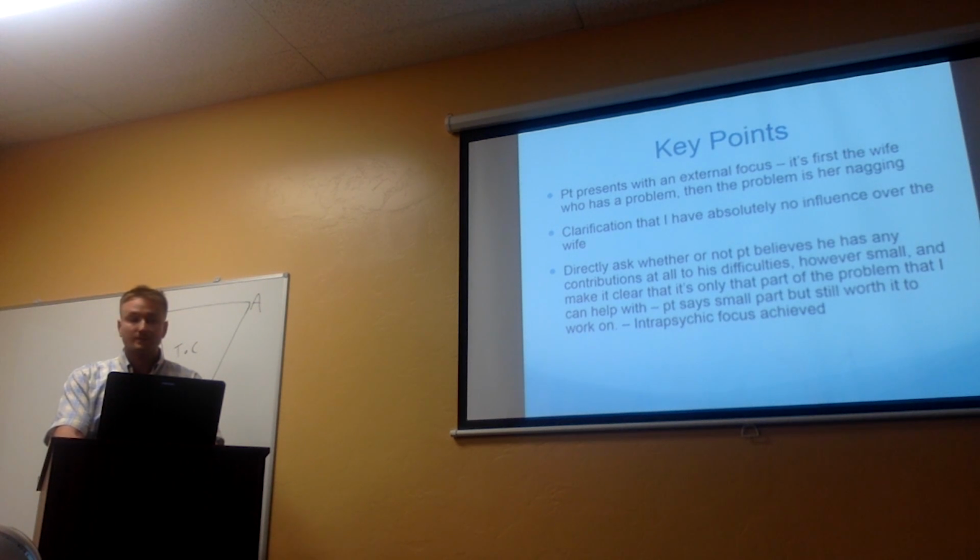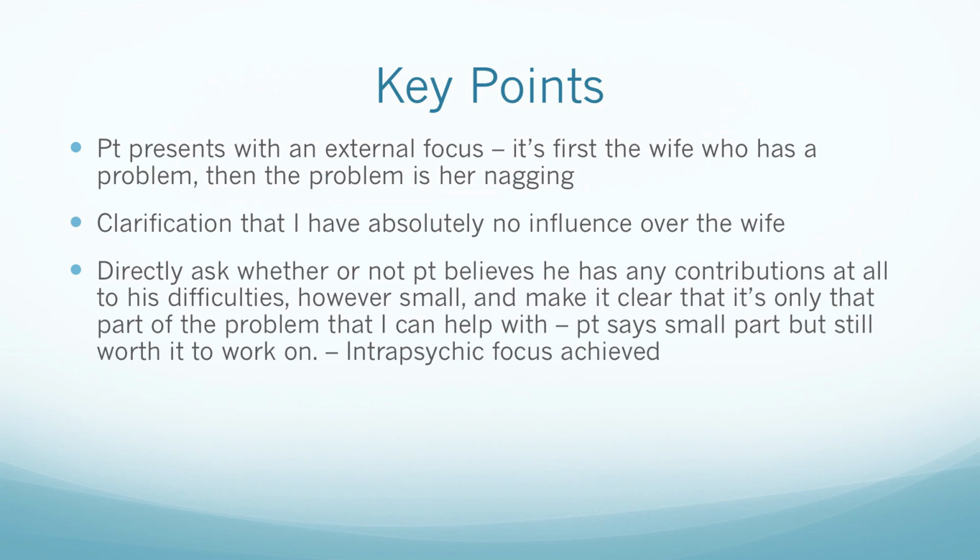So the key points here were that there was no introspective focus, right? We were externally focused. It's first the wife who has a problem, then it's the wife's nagging. I clarified the limits of my influence and then basically directly asked if he thought he had any role in it whatsoever, and if so, even if it's tiny, 5%, would it be worth it to him to work on that?